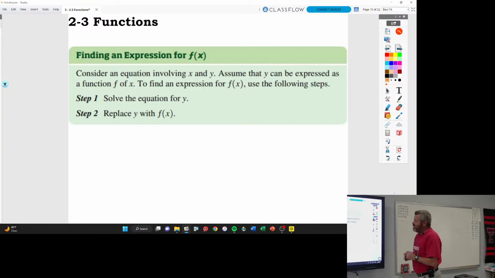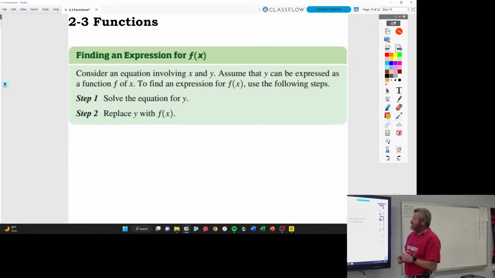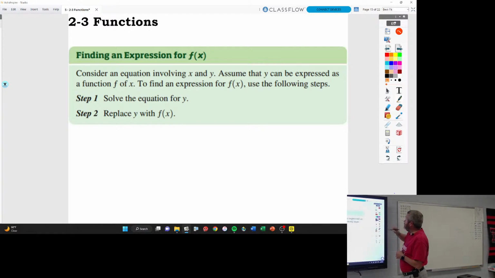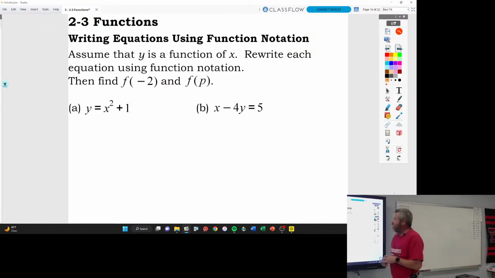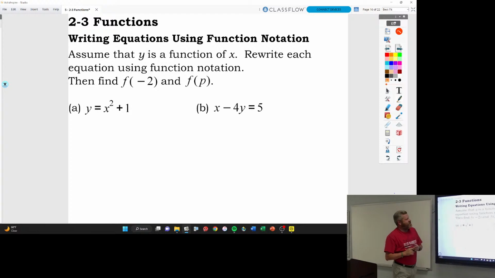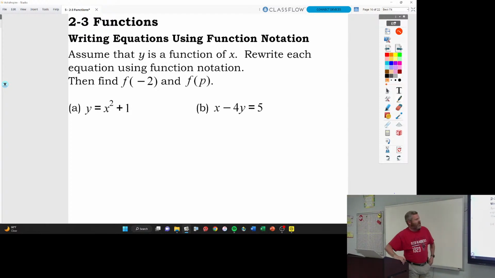Finding an expression for f of x, consider an equation involving x and y. Assume that y can be expressed as a function of f of x. To find an expression for f of x, use the following steps. Solve the equation for y. Replace y with f of x. Assume that y is a function of x. Rewrite each equation using function notation. Then find f of negative 2 and f of p.